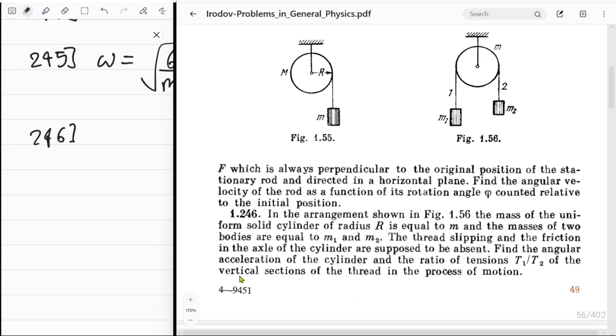Find the angular acceleration of the cylinder and the ratio of the tensions of the vertical sections of the thread in the process of motion. So you want angular acceleration alpha, and you also want the ratio of tensions T1 upon T2 of the vertical sections. No big deal. We can do this. So is energy conservation going to work in this case? I don't think so.